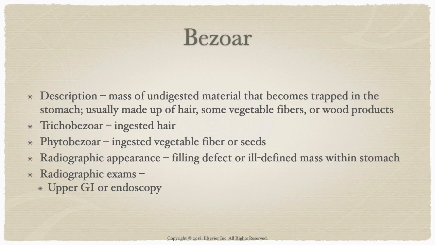Bezoar, mass of undigested material that becomes trapped in the stomach, usually made up of hair, some vegetable fibers, or wood products. Trichobezoar is ingested hair, which looks really disgusting. Phytobezoar is ingested vegetable fiber and seeds, which doesn't look any better. The appearance radiographically is a filling defect or an ill-defined mass within the stomach. You're going to use an upper GI or endoscopy to evaluate these.